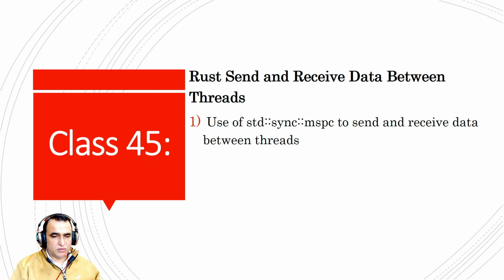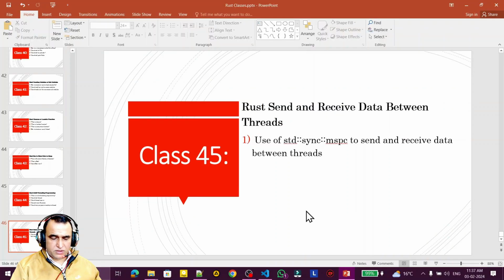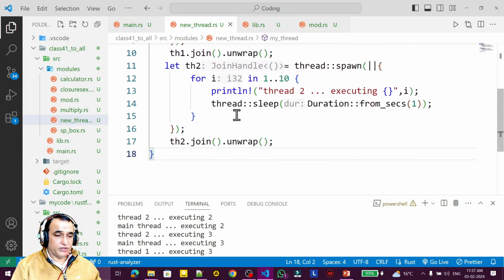In this video number 45, we are going to understand how we can send and receive data between threads in the Rust programming language. It's one of the most important concepts in multi-threading. Let's do it. Same as before, we have the project here.